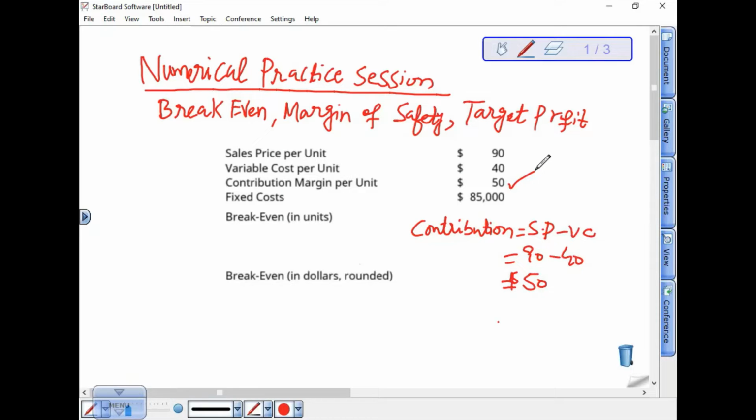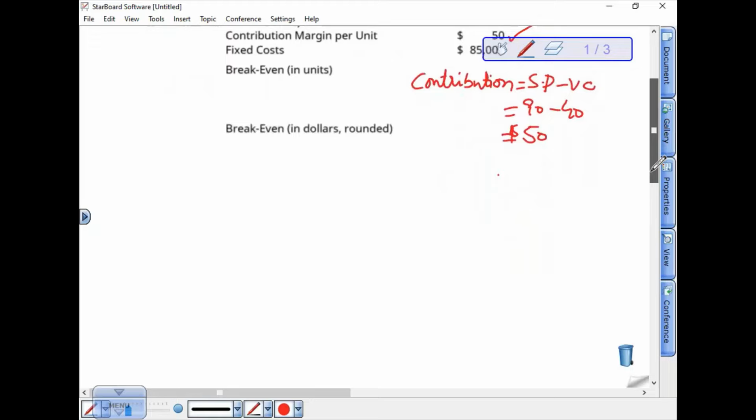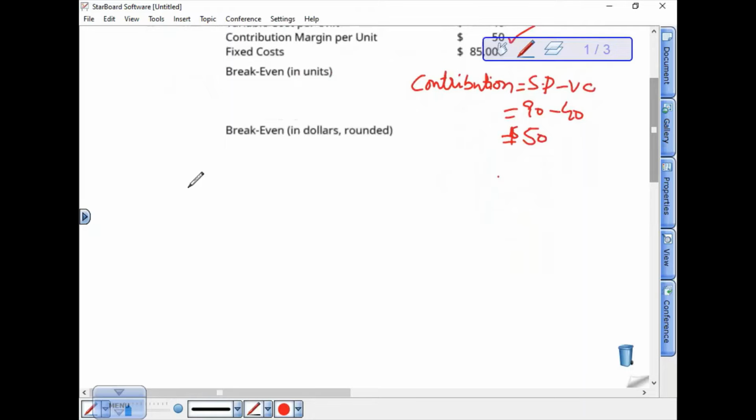So if the fixed cost for the company is $85,000, then what will be the break-even point in units as well as in dollar value? So let's calculate the break-even point in units. The formula is very simple. Fixed cost over contribution per unit. That is the formula for break-even point in units. So we have already calculated contribution per unit.